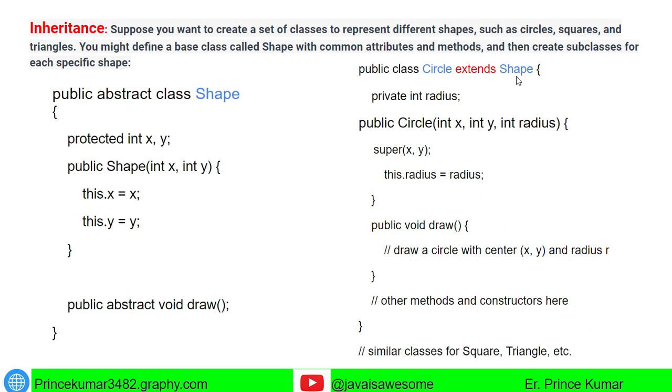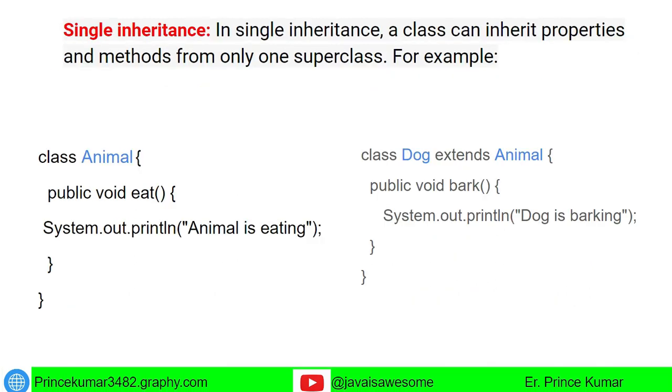Whatever properties the shape has will come inside this circle class because of extending. Inside this circle we have also created one more variable, which is radius, and public circle with int x, y, and radius. We have written super(x, y) so that the x and y variables are initialized, and this.radius equals radius is initialized also. Here the draw method we have implemented, which is the abstract method in the shape class. Similar classes are there for square, triangle, etc. Like that, we can do the operations with inheritance.